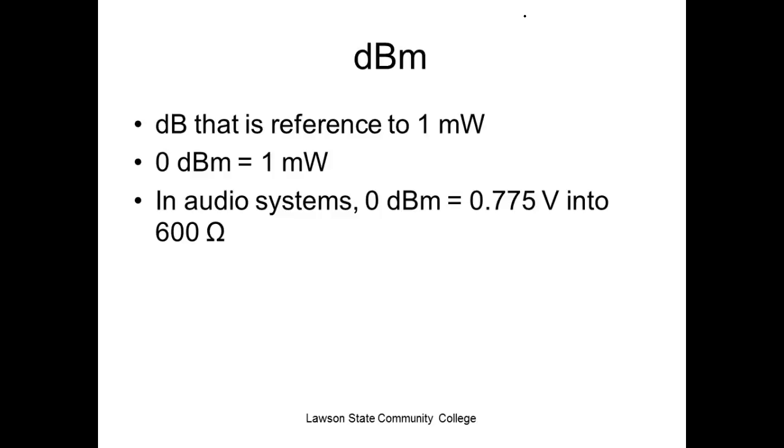dBm is a little different. dBm is relative to 1 milliwatt. In audio systems, 0 dBm would be equal to 70.7 volts into 600 ohms. So dBm is reference to 1 milliwatt. So 1 milliwatt would always be your input.